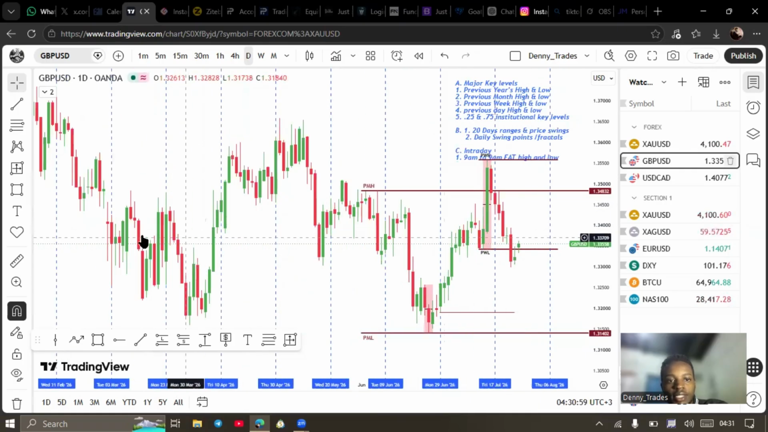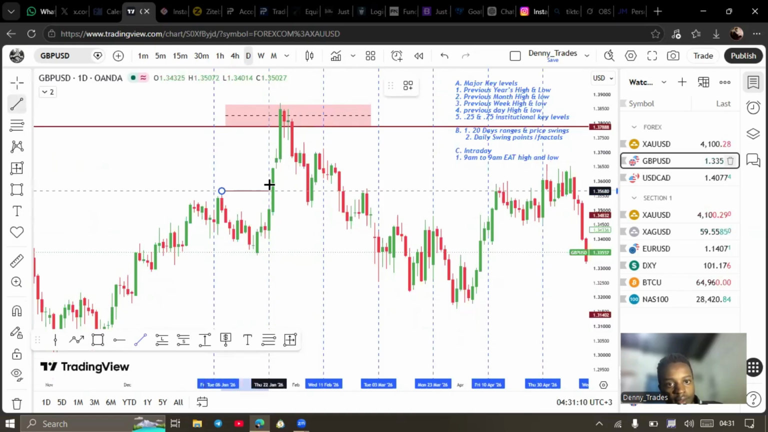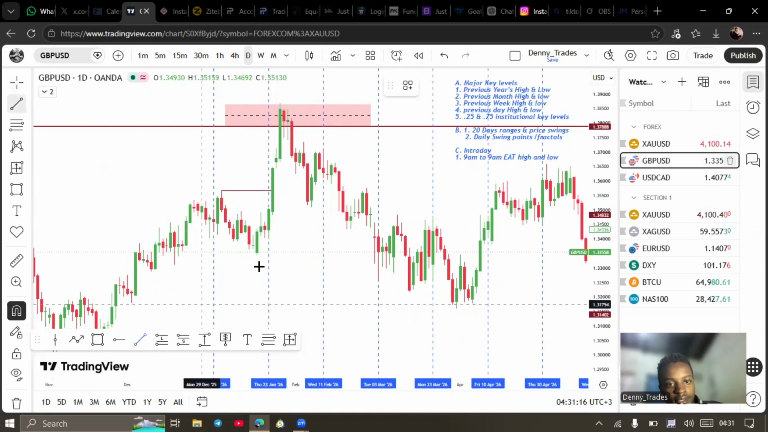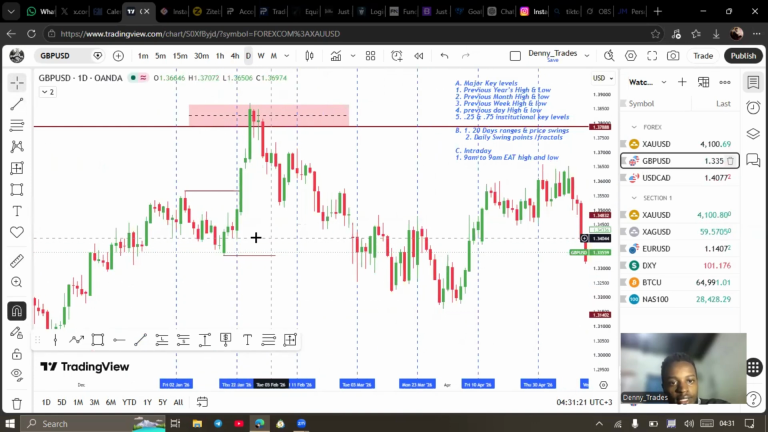Okay, so let's go to the start. Okay, if you mark the range high and the range low of the previous 20 days range, when this 20 days range is opening, it's either going to trade above the previous 20 days range high or the previous 20 days range low. But you see it opened by trading above the previous 20 days range high. This is our bias, okay?